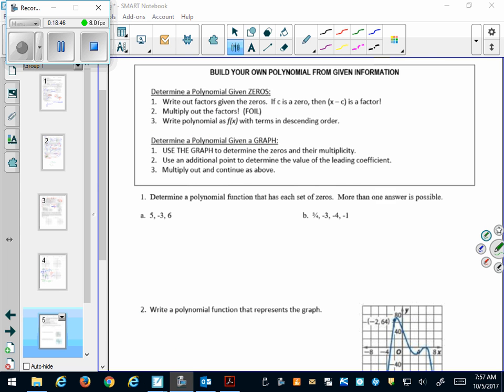Doing the reverse of this process, you're starting with a graph and writing the polynomial from that. Or you're starting with just information like zeros or whatever and writing the polynomial from that. Okay, so this first one, and there's steps here that you can refer back to. I'll be referring to them as we do this. Okay, so determine a polynomial function that has each set of zeros. More than one answer is possible.